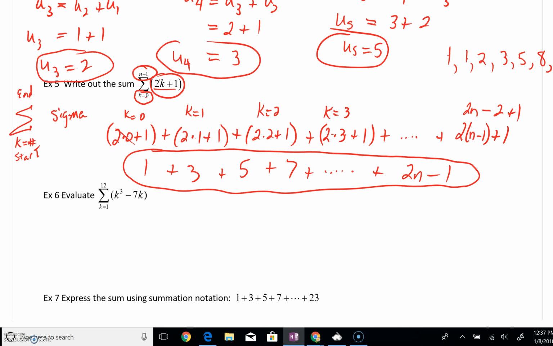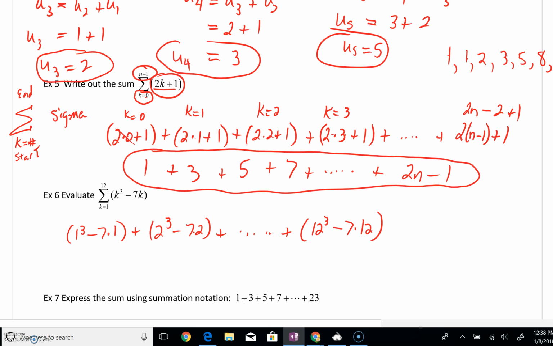From here, example 6, what scares kids, definitely. I think they can say, oh my goodness, wow, working this out, we'd get 1 to the third minus 7 times 1 plus 2 to the third minus 7 times 2. And then we'd say plus, and you get the idea. You keep doing this all the way up to the 12th term. That's 12 to the third minus 7 times 12. And my goodness, this could definitely be quite intimidating for kids, understandably so.